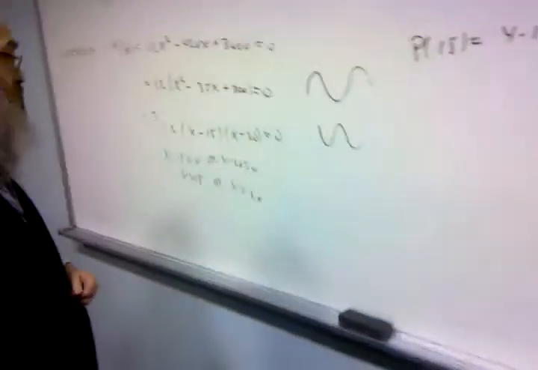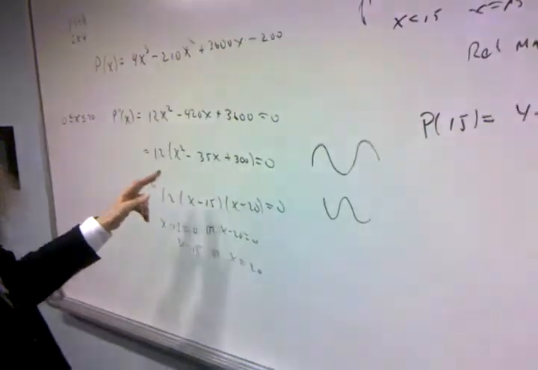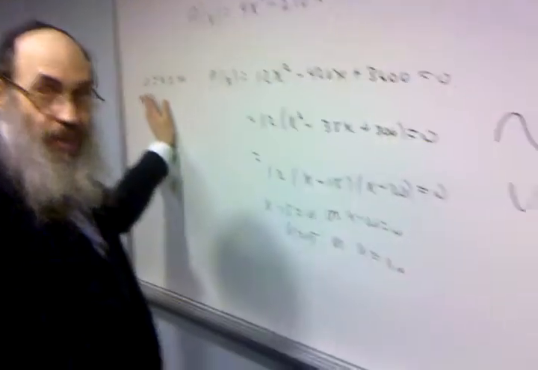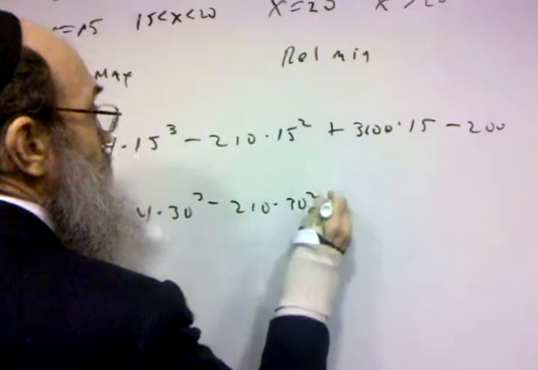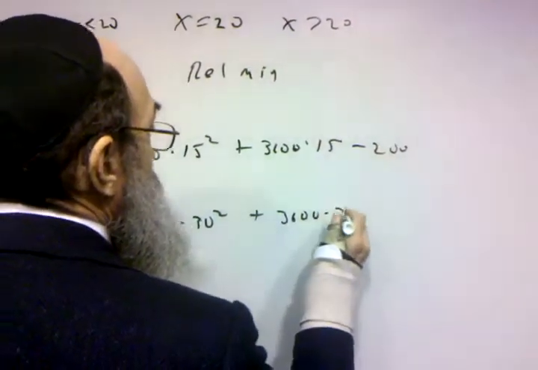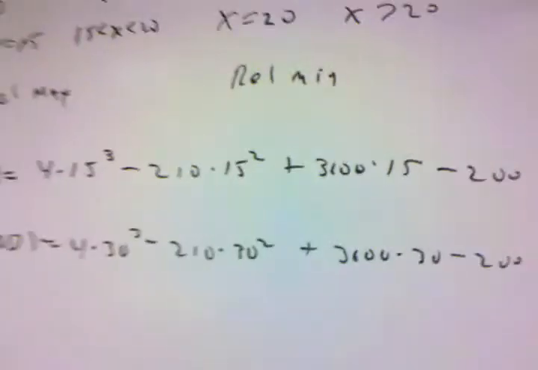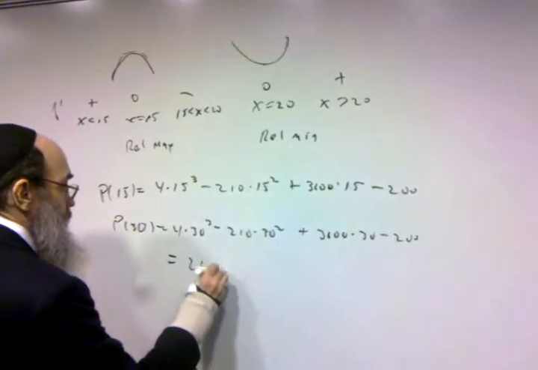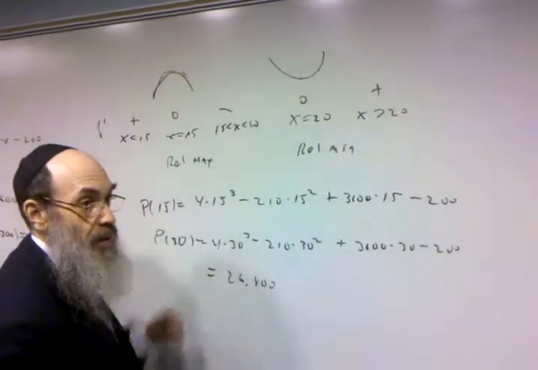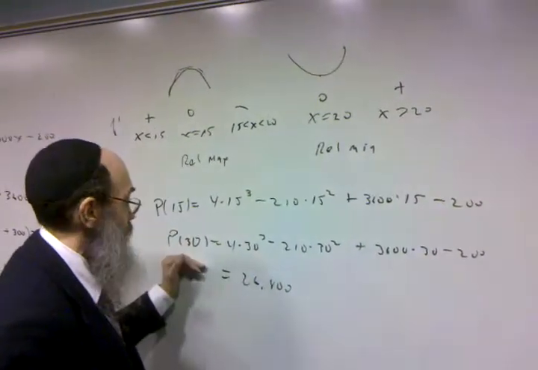There's another class going to come in here, so we have to stop in 1 minute. We also have to compute the end point. 0 is not a point worth considering because you don't want to make 0. So we consider the other point, 30. We compute P of 30, which equals 4 times 30 cubed minus 210 times 30 squared plus 3600 times 30 minus 200. If you compute each of these, P of 30 equals 26,800. This is the bigger number. So therefore, this is the ideal production, 30 units.